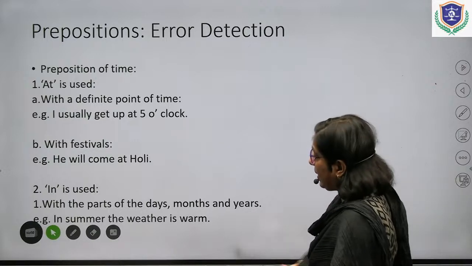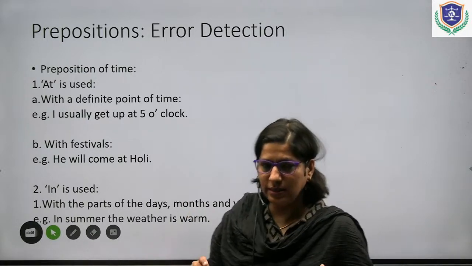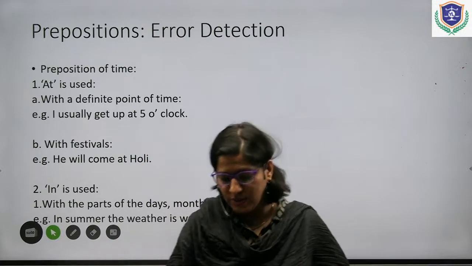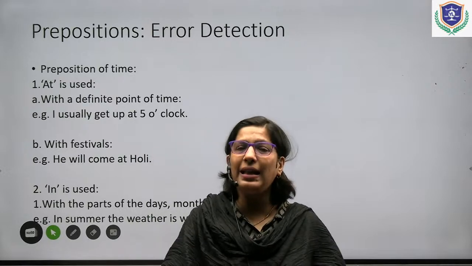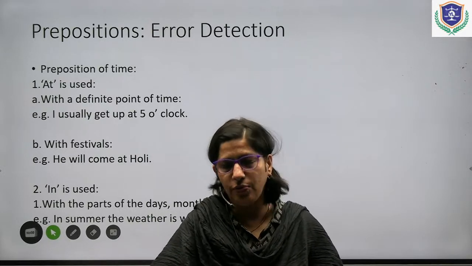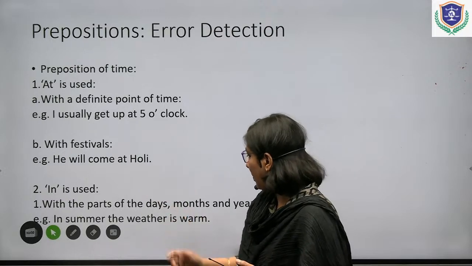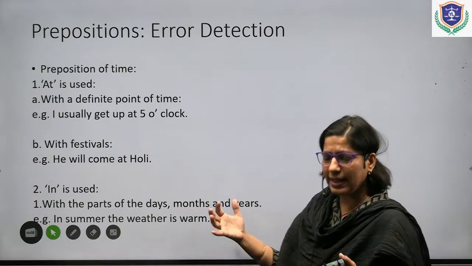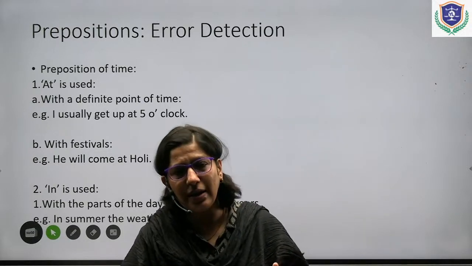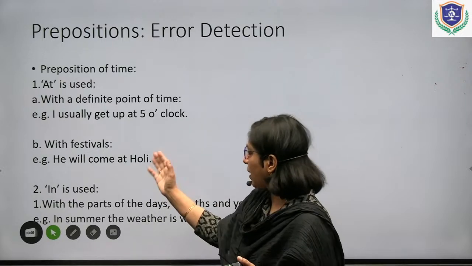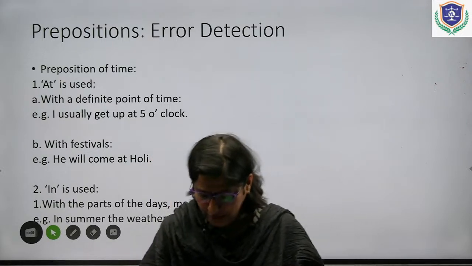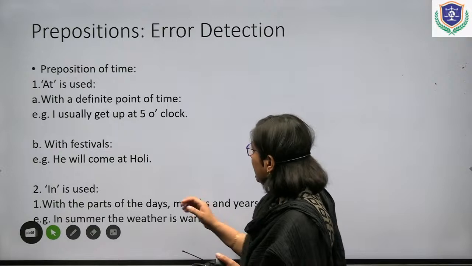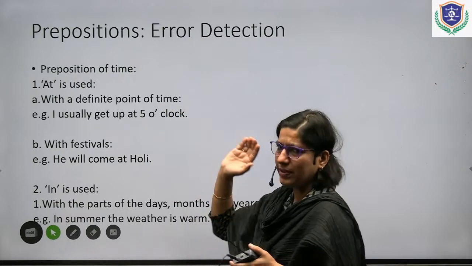Now very quickly have a look at this, and this is important also. When we are sure of the time, we use "at", like "the class will begin at 3:30 or 4." When we are talking about days or months or years, then we say "in", like "the classes will continue in June." When we are talking about festivals, "I will be home at Diwali, at Eid, or at Holi." So this is the usage of "at" when we are talking about a fixed time.